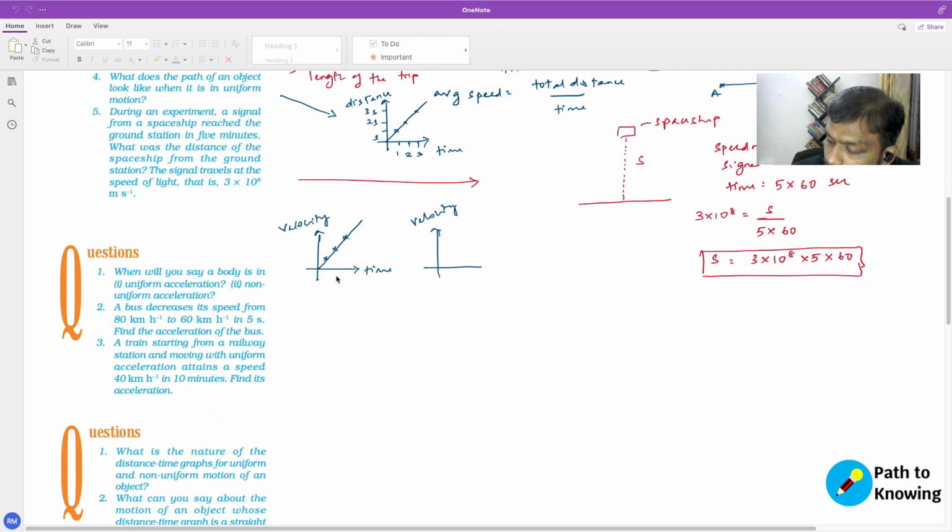So the body might have a certain velocity at time 1, but at time 2, it might drop, or it might slow down. If it slows down, then your velocity would slightly decrease. And let's say at time 3, it picks up once again, so maybe it is here, right? So the path is not going to be a straight line for an object whose acceleration is not uniform. Right? So that's the difference here.